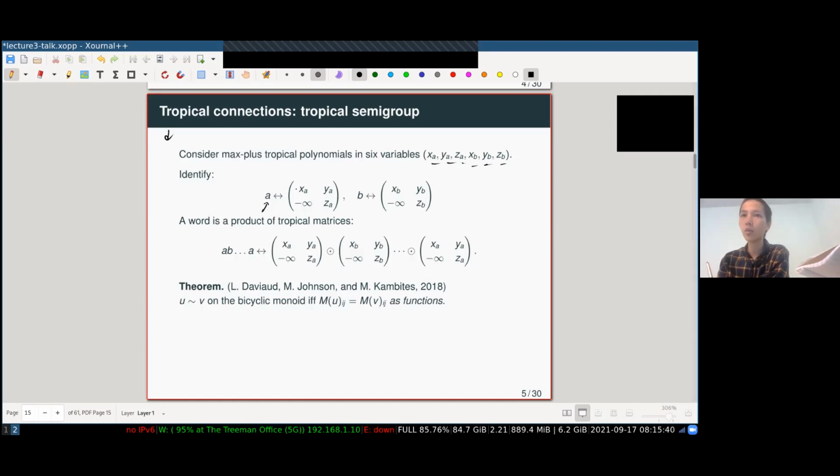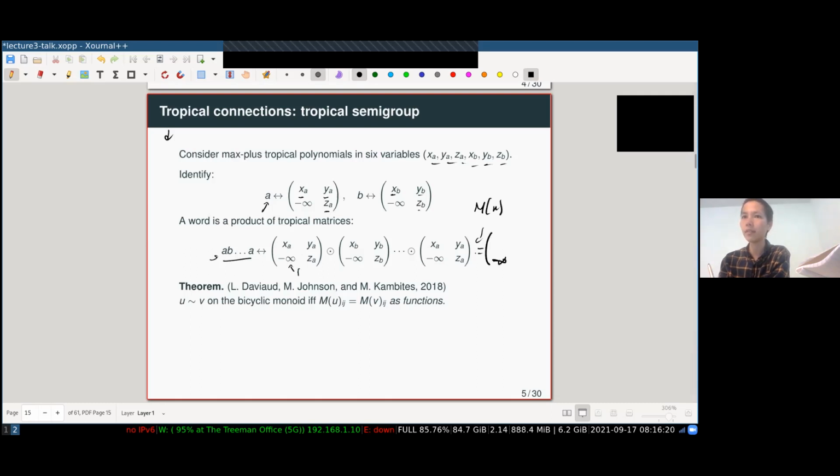the letter A with this matrix here. This is an upper triangular matrix, 2 by 2, and the entries are the variables x, y, and z. Similarly for B, I have a 2 by 2 upper triangular tropical matrix with variables x_b, y_b, z_b. Now when I form a word, I'm just multiplying the corresponding collection of matrices together. If I have A, B, A, then I'm tropically multiplying these 3 matrices, and I should get a new matrix, which I will call the matrix of the word. It should still be upper triangular.